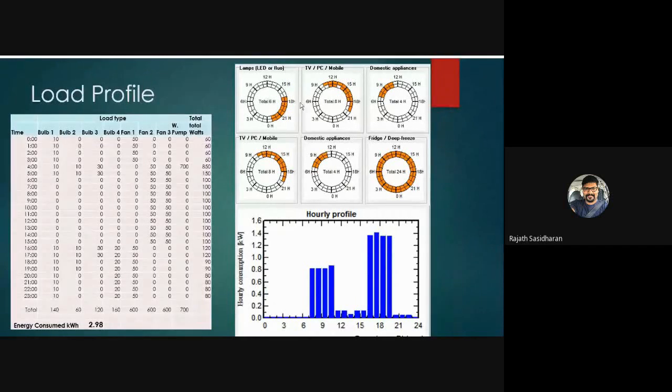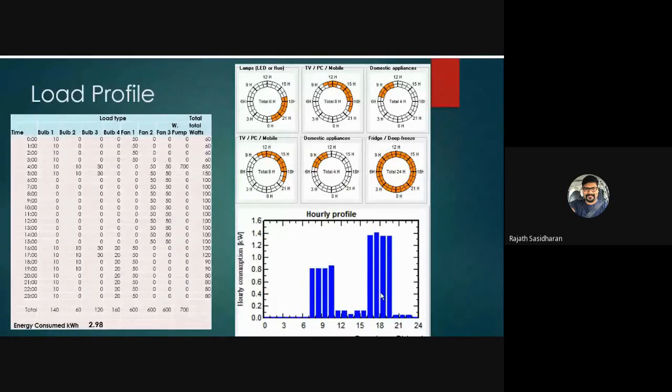So these are some snapshots from software. Here you can see the LED lamp is working in the evening hours, but the TV, PC, mobile, such kind of loads are throughout the daytime, and some of the domestic appliances are during morning hours. And when you do that, you can see the hourly profile, how it is distributed. So you have a little bit of loads from 11 a.m. during the early morning hours, and you have again too much load in the evening hours.